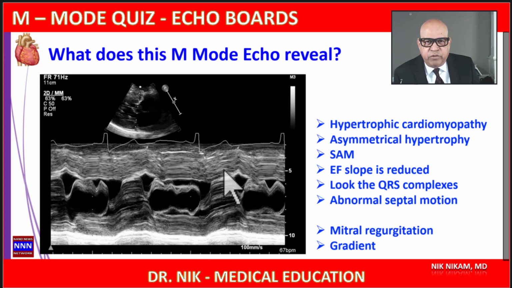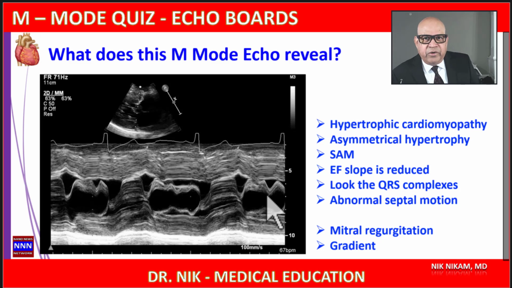So we have an asymmetrical septal hypertrophy or HOCM, along with the SAM, which suggests there is an intracavitary gradient during left ventricular systole. There is reduced E to F slope, abnormal septal motion, and these patients may also have mitral regurgitation due to the systolic anterior motion of the leaflet, but also because of the left bundle branch block, where the cooptation of the leaflets may not be accurate. And in addition, there may be a midsystolic gradient across the outflow tract.